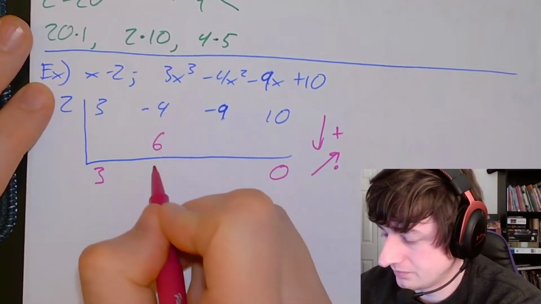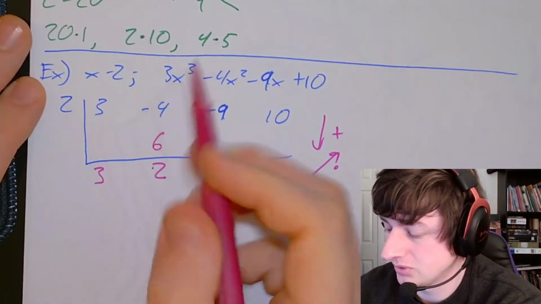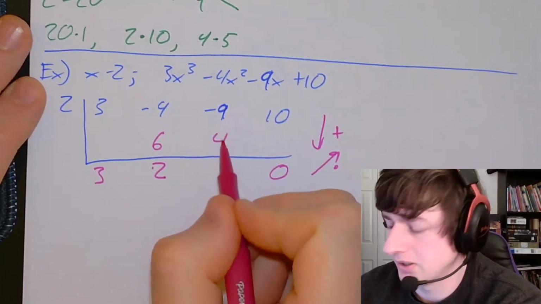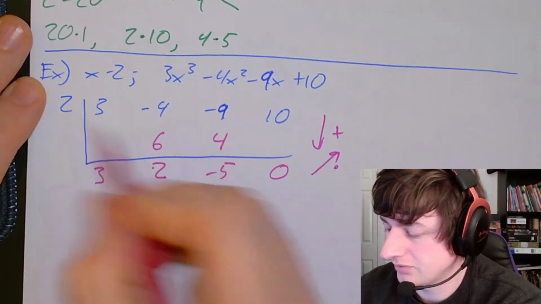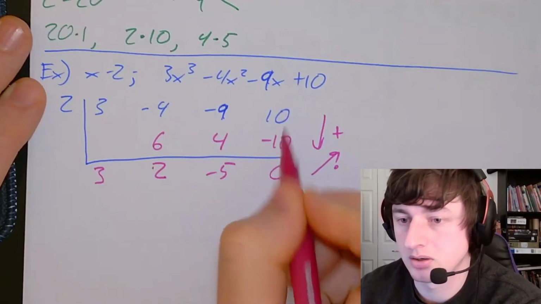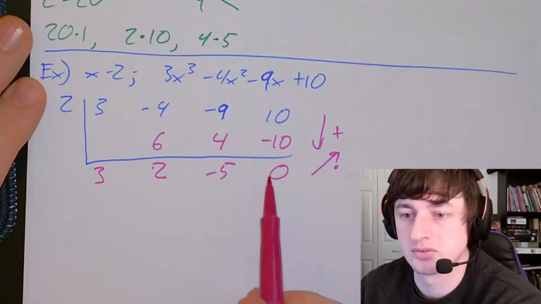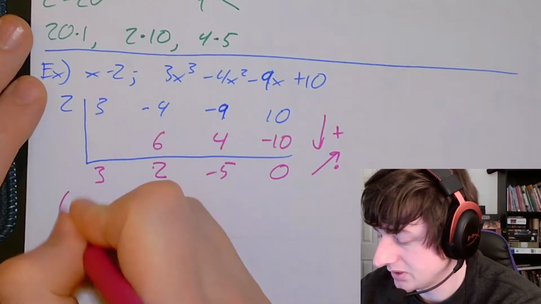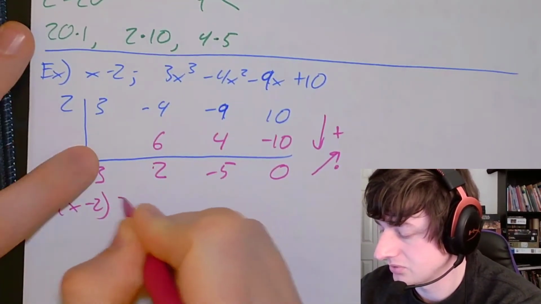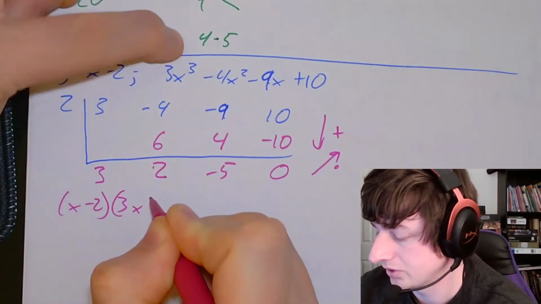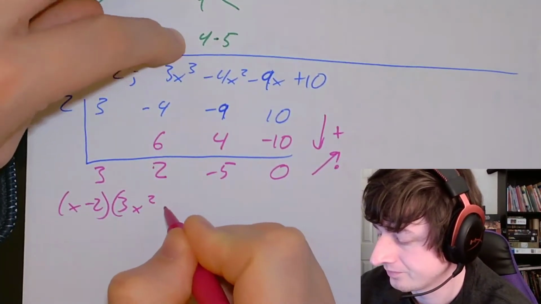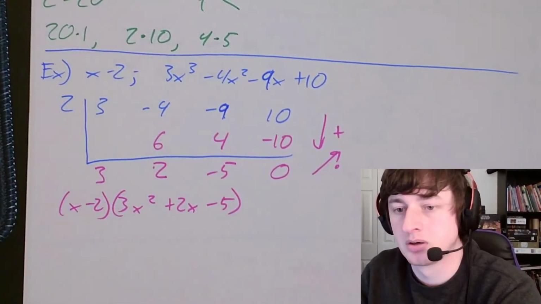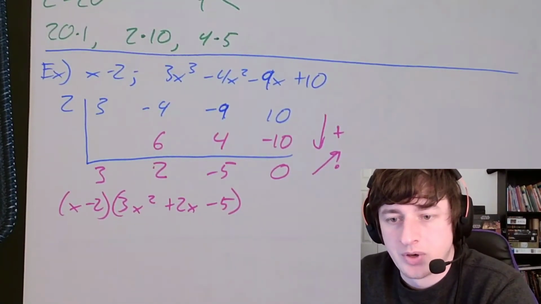6 minus 4 is 2. Multiply 2 times 2, we get 4. 4 minus 9 is negative 5. Negative 5 times 2 is negative 10. And negative 10 plus 10 is 0. So what that means is that we get x minus 2 times 3x squared, one degree less, plus 2x minus 5. That would be our polynomial.